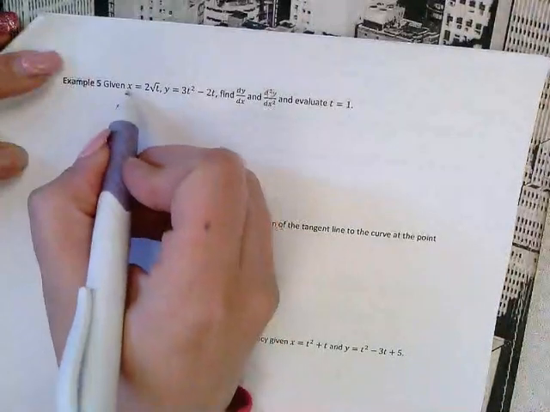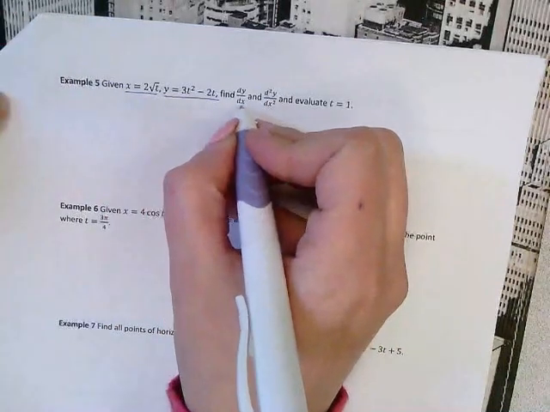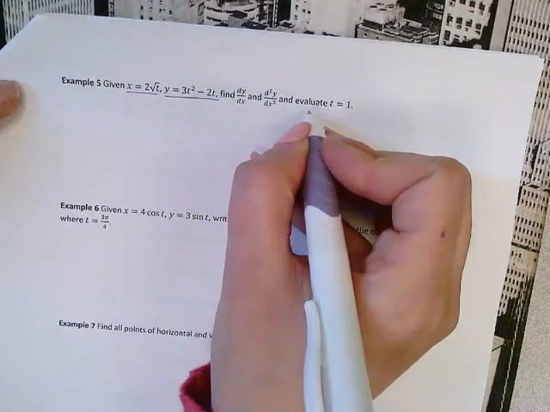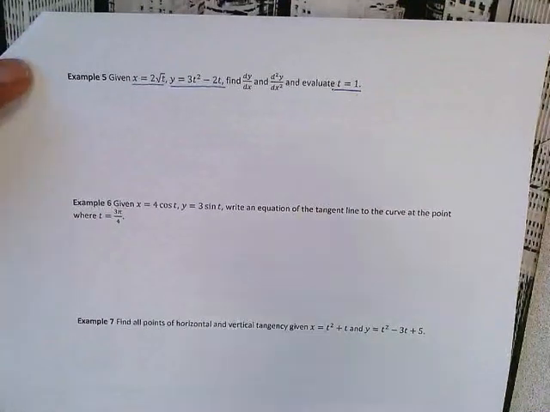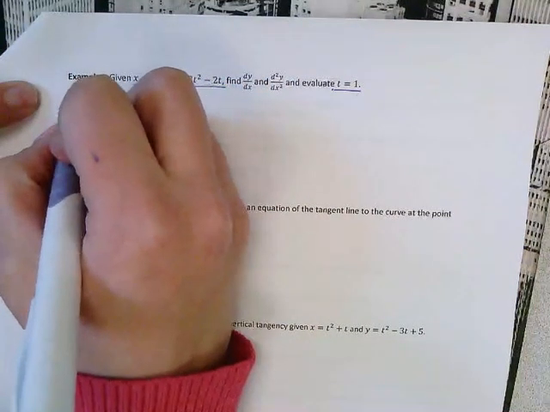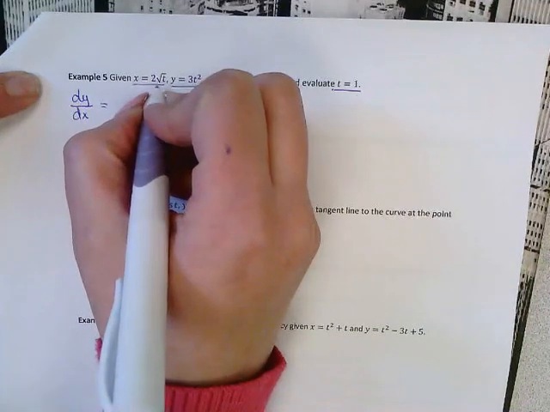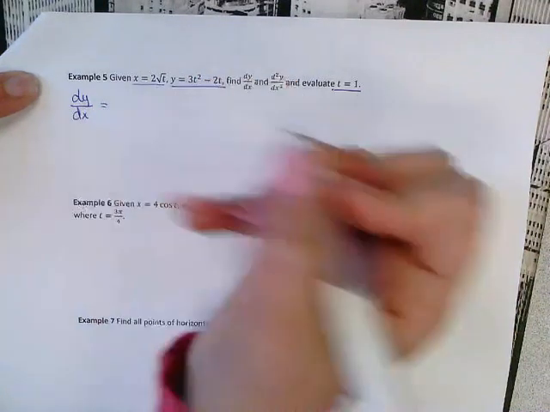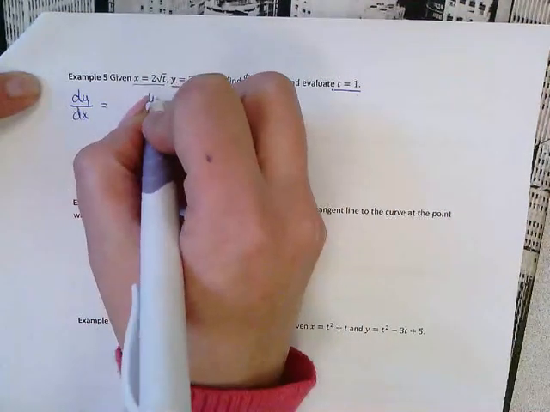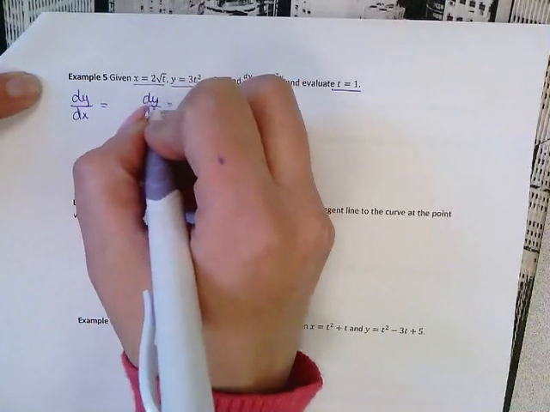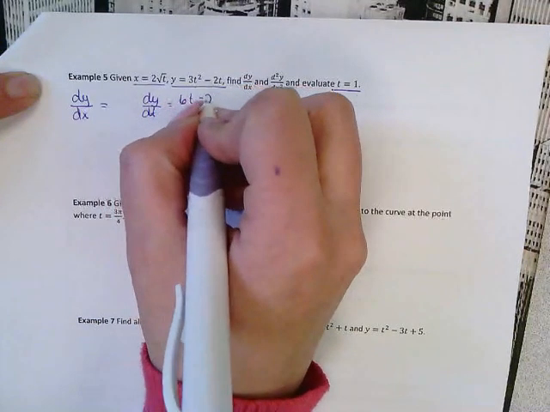Given x equals 2 square root of t and y equals 3t squared minus 2t, find the first derivative and the second derivative and evaluate at t equals 1. So to find dy dx, we have to take the derivative of the y function and divide it by the derivative of the x function. So what is dy dt? What is the derivative of y with respect to t? We take this equation right here, and of course it's 6t minus 2.